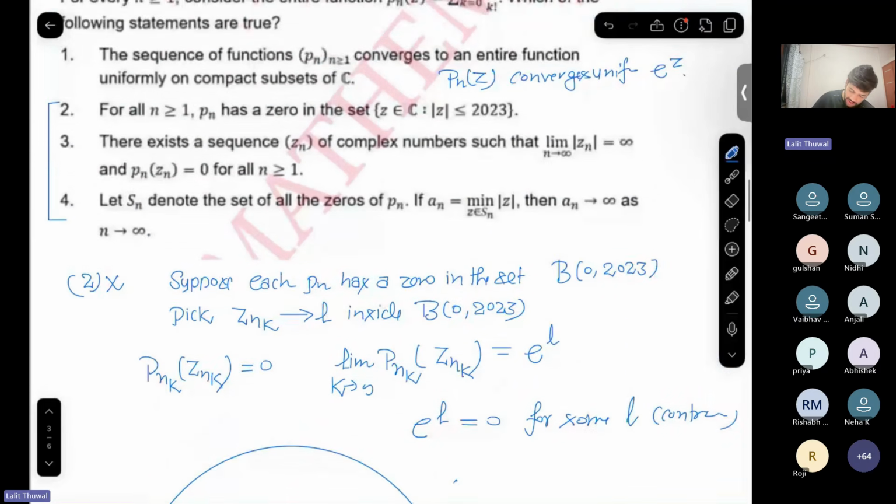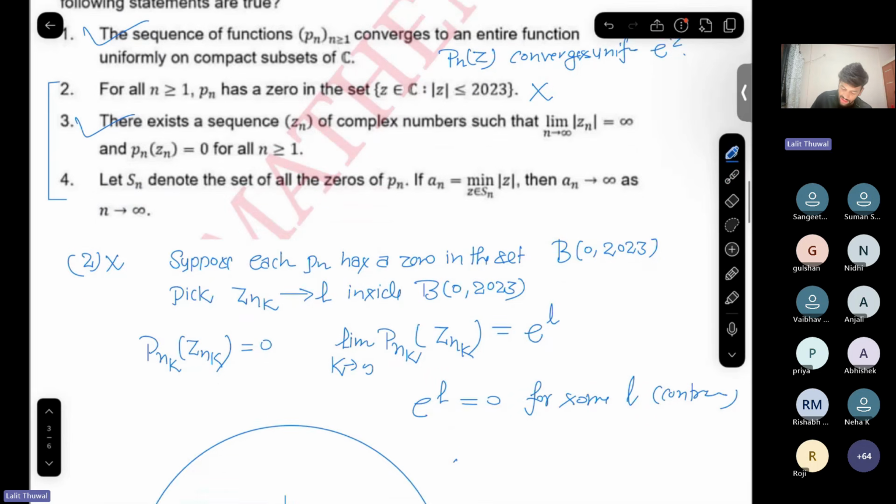And this one is correct. No, sorry, this one is wrong. And first one is correct, and the third one is correct. And C, the Sn denote the set of all zeros of Pn, right? And alpha n, see, this is also a sequence of zeros, right?